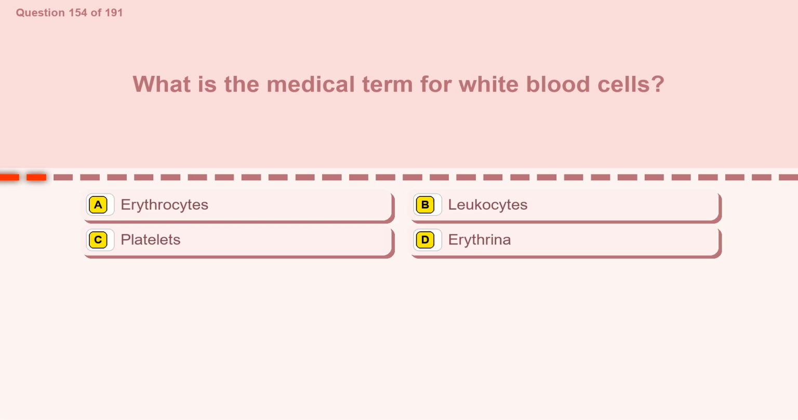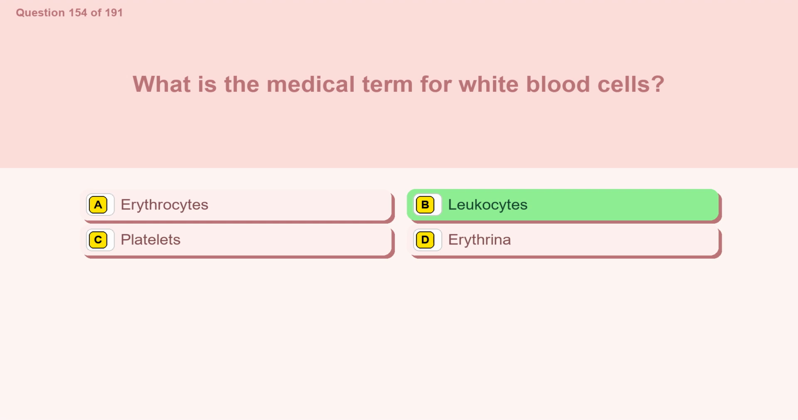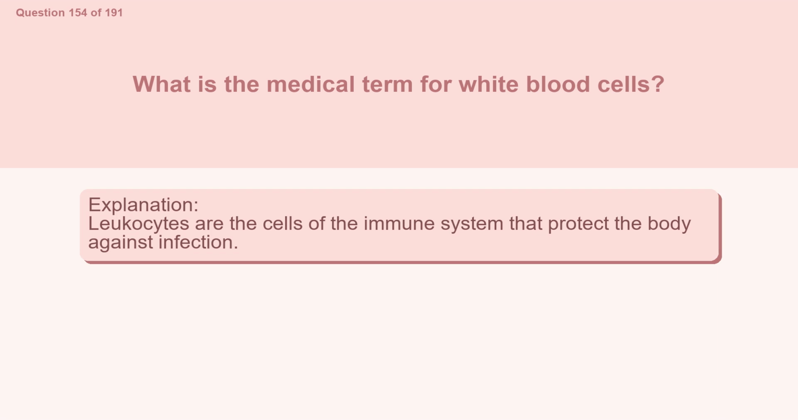Question 154. What is the medical term for white blood cells? Option A, erythrocytes. Option B, leukocytes. Option C, platelets. Option D, erythrina. The correct answer is option B, leukocytes. Leukocytes are the cells of the immune system that protect the body against infection.